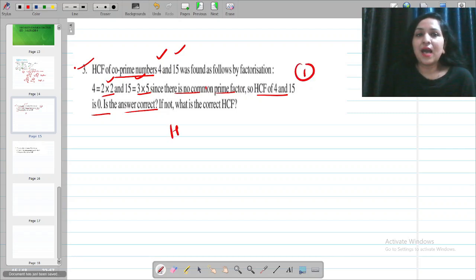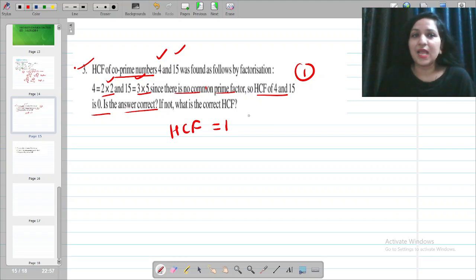So what is the highest common factor of any two co-prime numbers? It is always 1. It cannot be 0 because 1 is the factor of every number. That is the answer for question number 3.